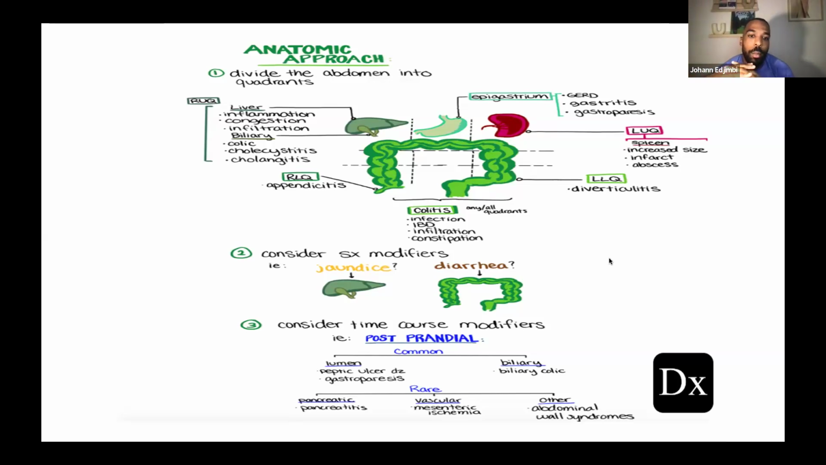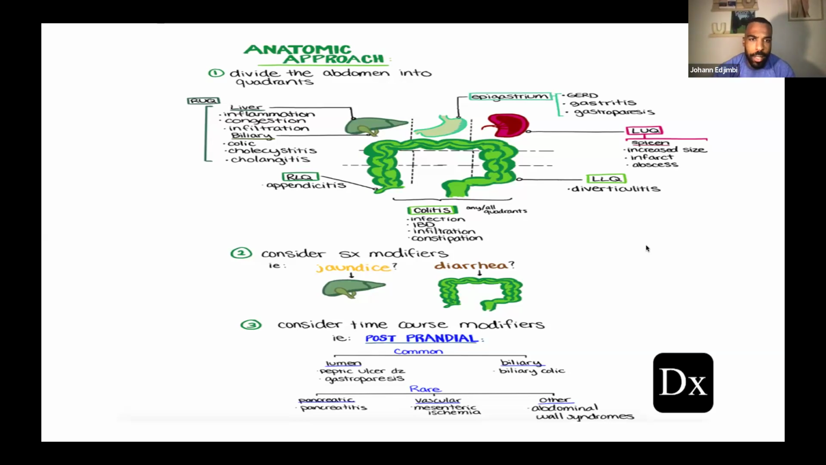And the time course is really important as well. So the most common ones linked to meals, for example, you have PUD, you have biliary colic. You can also have chronic mesenteric ischemia, for example, or pancreatitis that are really linked to meals.